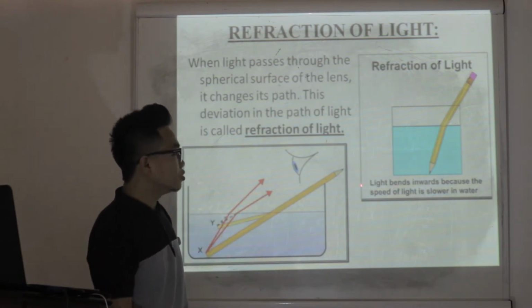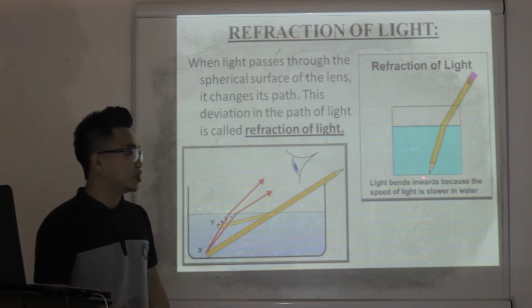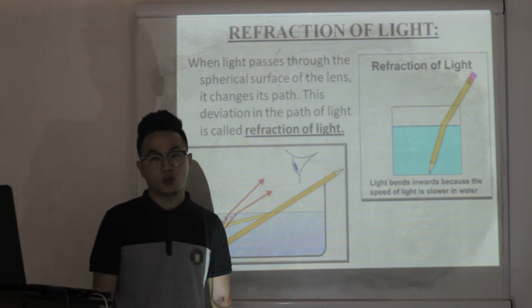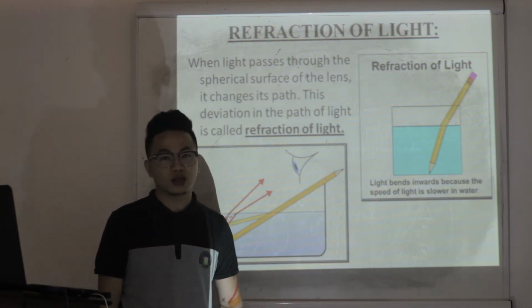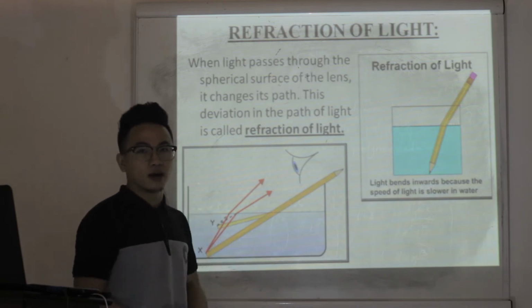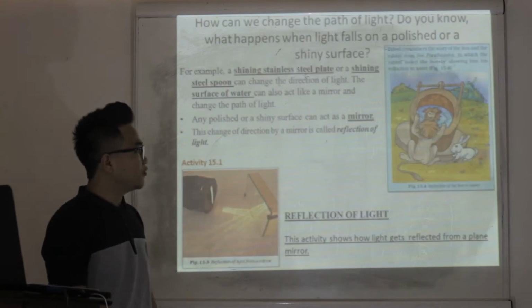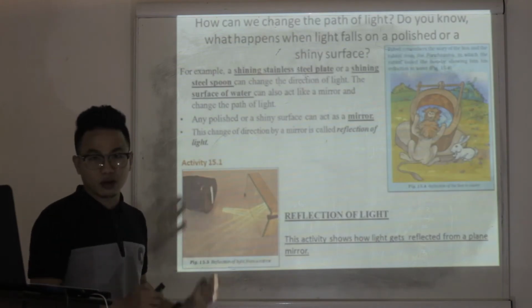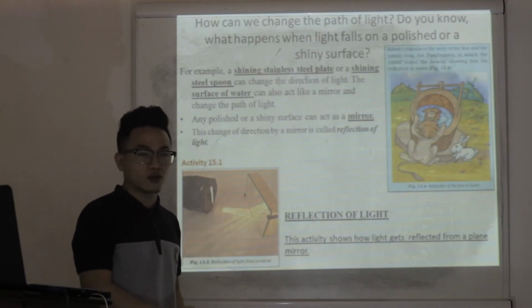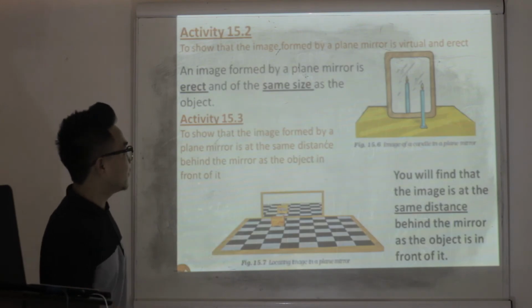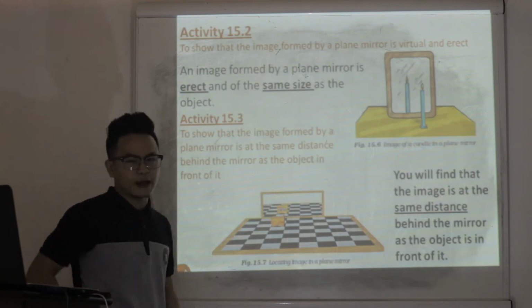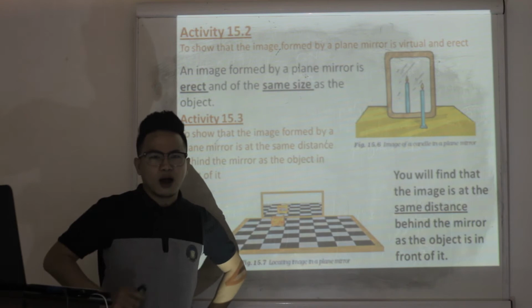And here, light bends inward because the speed of light is slower in water. You get it? Speed of light is slower in water. And those are known as the refraction. The previous one are known as the reflection. Okay, I believe you get it. Don't get confused. And next, we have activities to show our image.